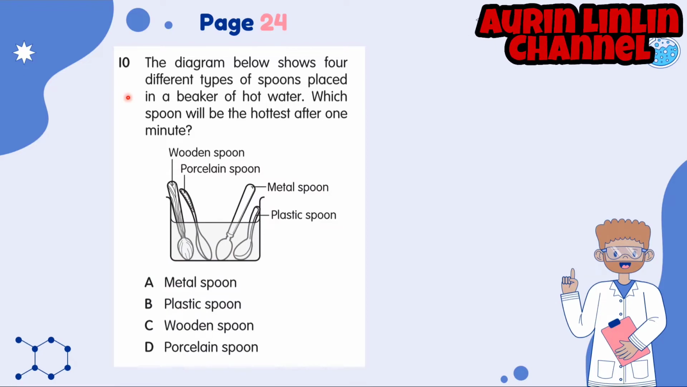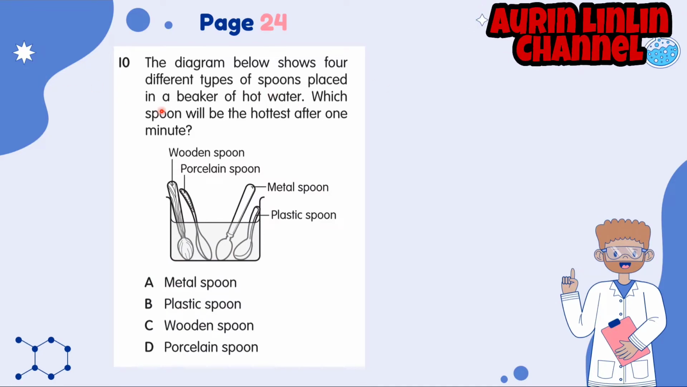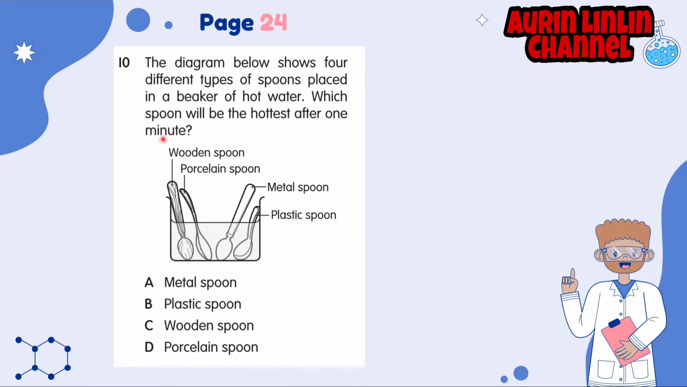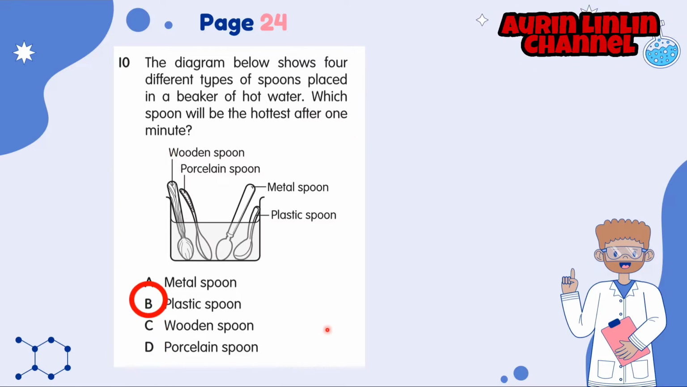Question number 10. The diagram below shows 4 different types of spoon placed in a beaker of hot water. Which spoon will be the hottest after 1 minute? And the answer is metal spoon.